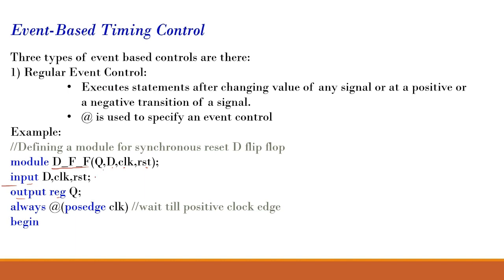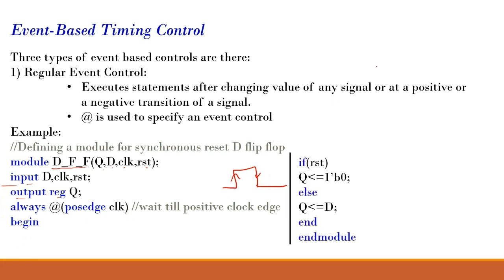What I'm defining in this module is always at this event, when the positive edge of the clock comes. What is the positive edge? This is the positive edge of the clock, and this is the negative edge, or the falling edge. So when there's a positive edge of the clock, I will go into begin and check this.